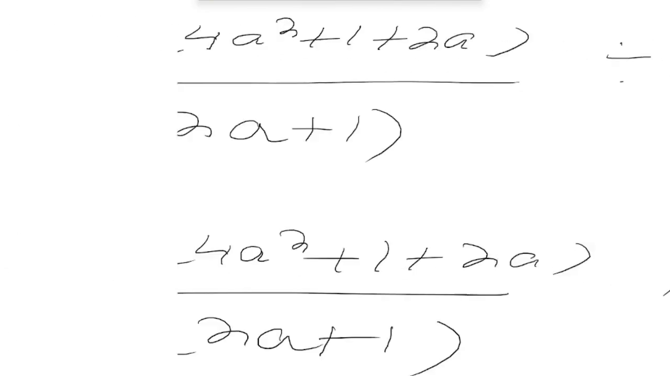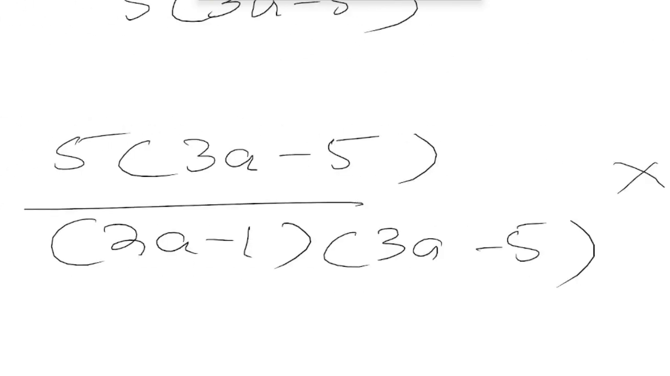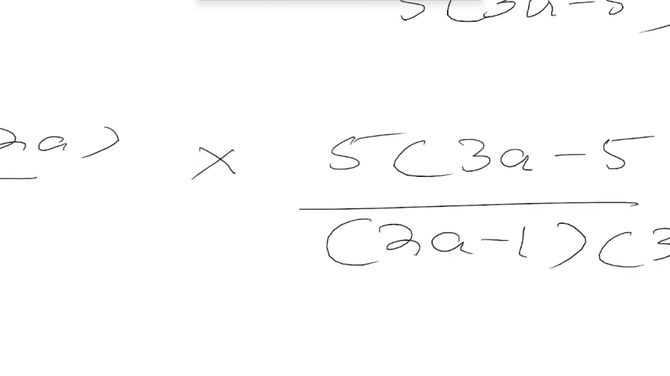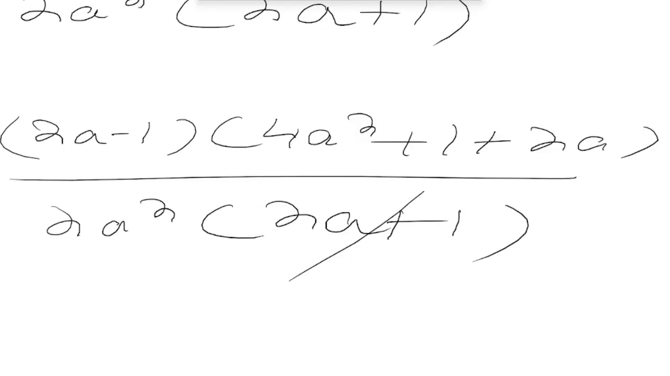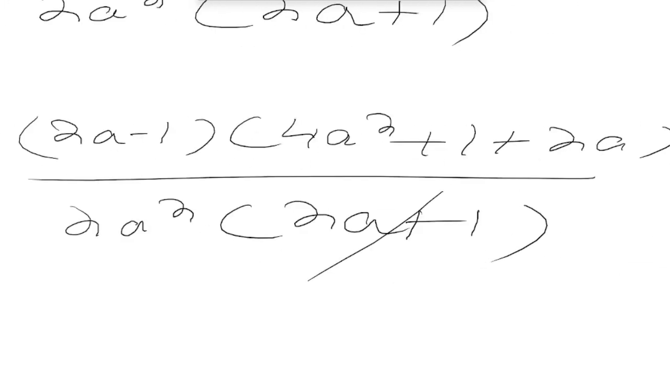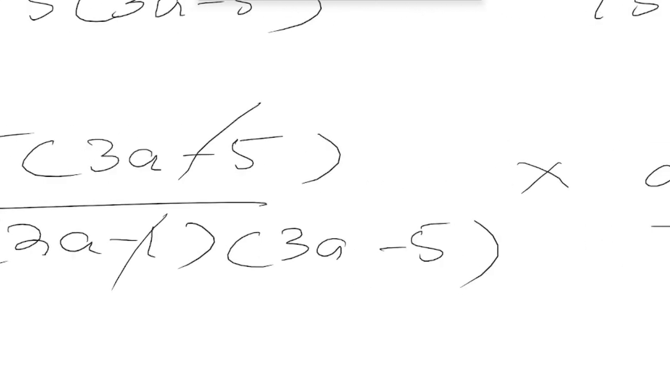Okay, so now some values are going to get cancelled. Here we have 2a plus 1, so that will be cancelled with 2a plus 1 here. Same as for 2a minus 1, that will get cancelled here. And then we have 3a minus 5, so that will get cancelled here.